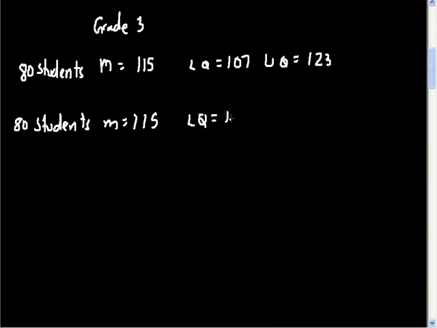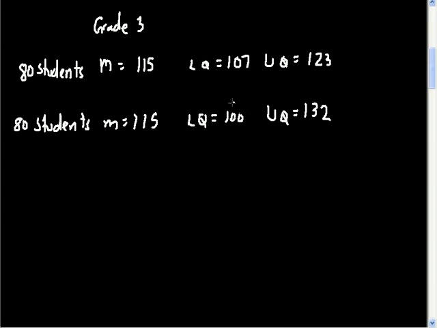For this group of students, the lower quartile is 100 and the upper quartile is 132. So the person a quarter of the way through, at the lower quartile level, the 20th person, would have a height of 100. The 60th person would have a height of 132, and the person halfway through, the median, has a height of 115.